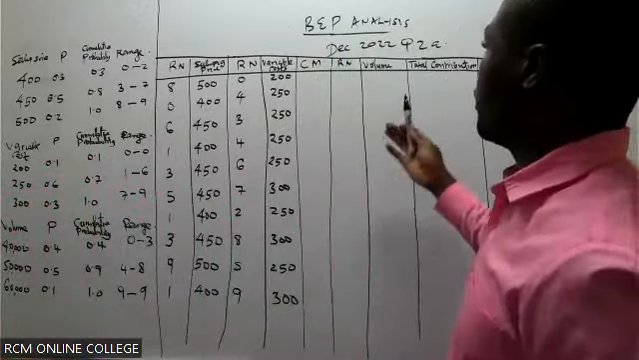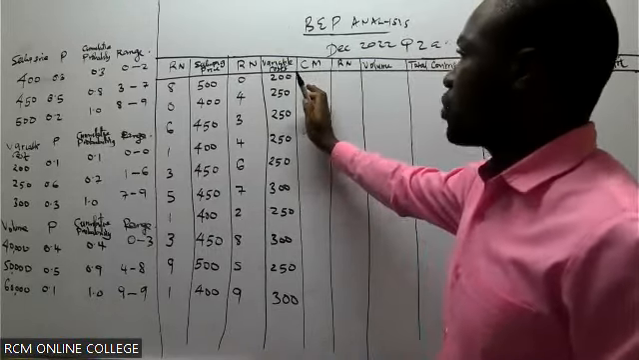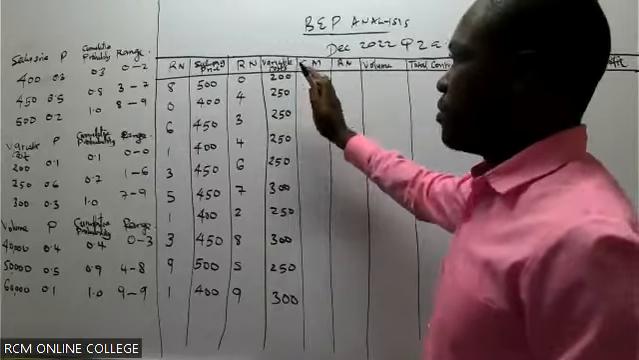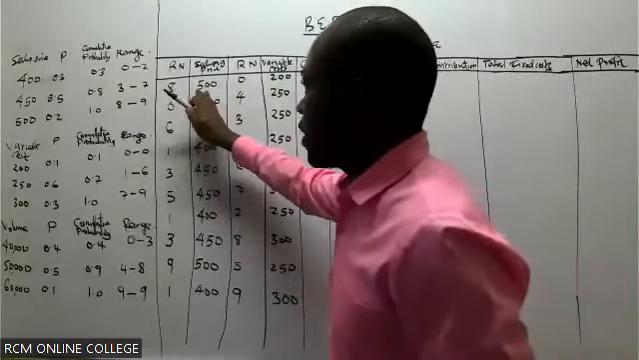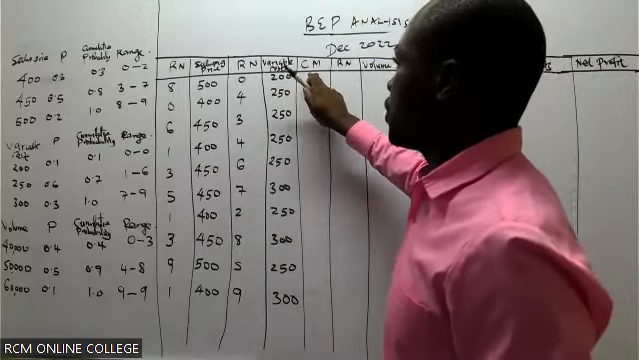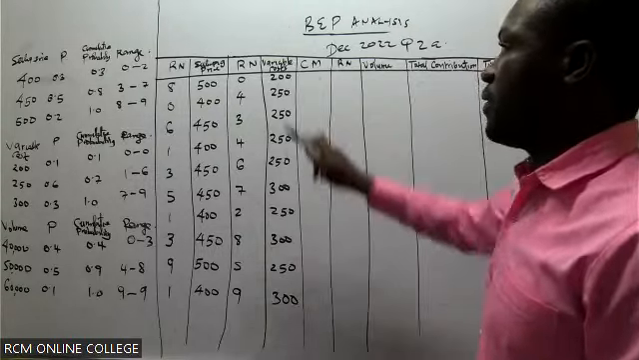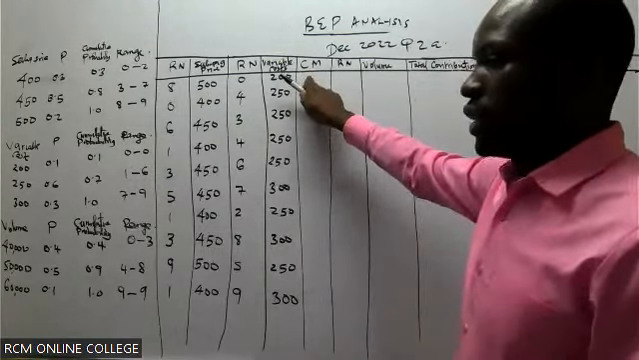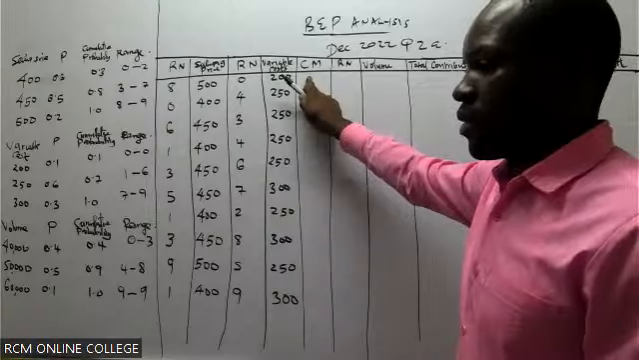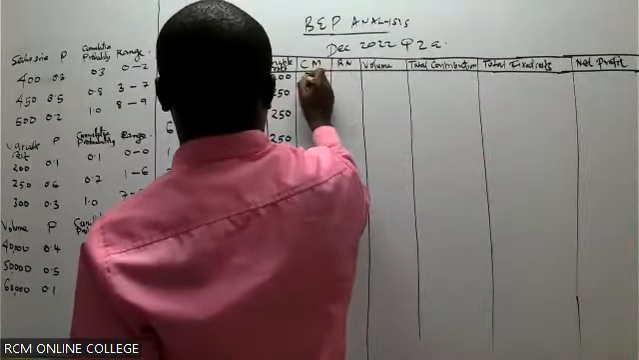So before we move to the volume, I want us to get contribution margin together. How do we get contribution margin? Contribution margin is equivalent to selling price per unit minus variable cost per unit. So what is the contribution margin for the first random number, the first row here? That is 500 minus 200. So we have 300, is it?